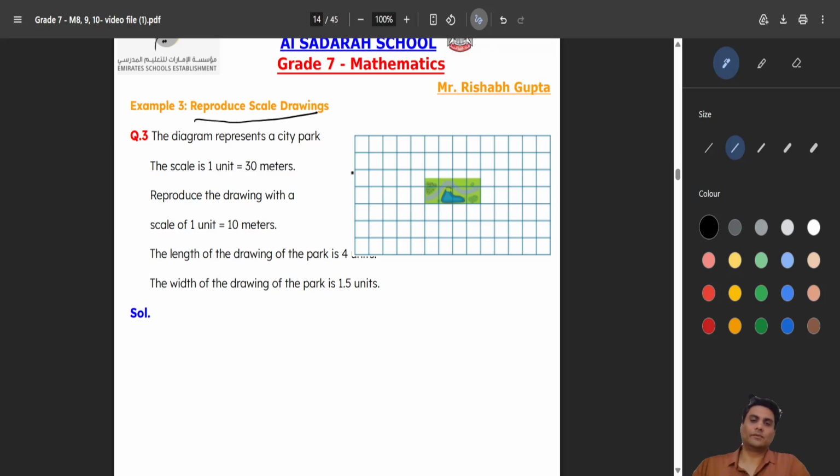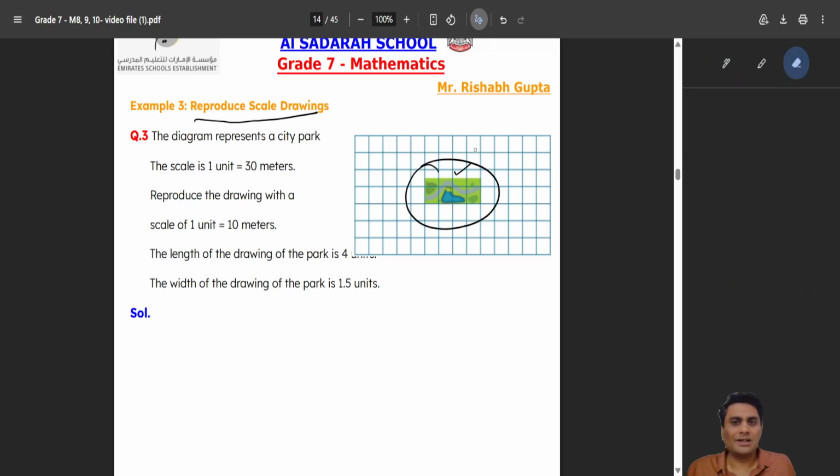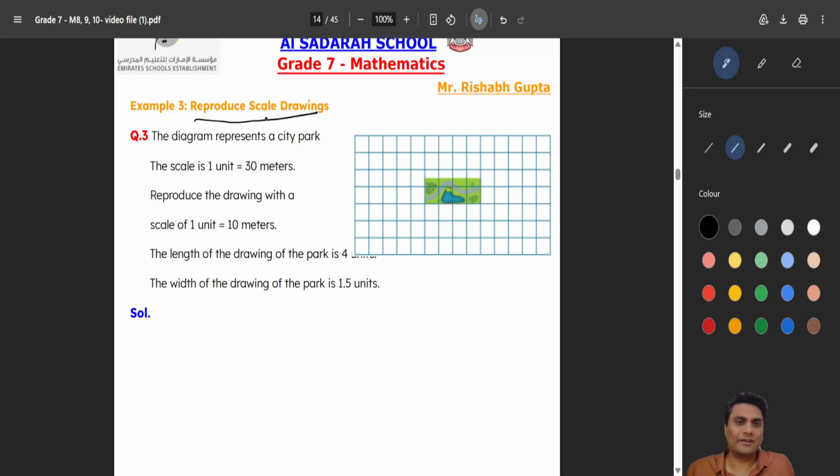Reproduce the scale drawing. Now see, a scale drawing is given here. This is a smaller picture of a bigger park. We have a big park and we have made a small drawing of that park here, right? Using a scale. Now what is the scale given here? Check. The diagram represents a city park. Okay. The scale is 1 unit equals 30 meters. Let us write it. Okay, so the scale is 1 unit is equal to 30 meters, correct?